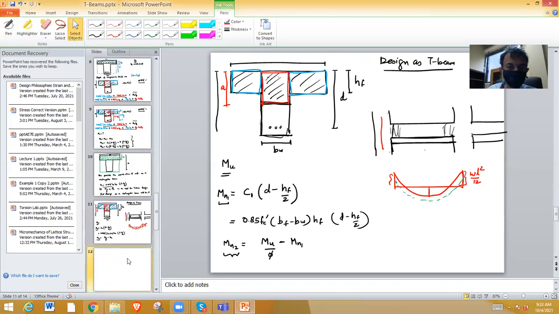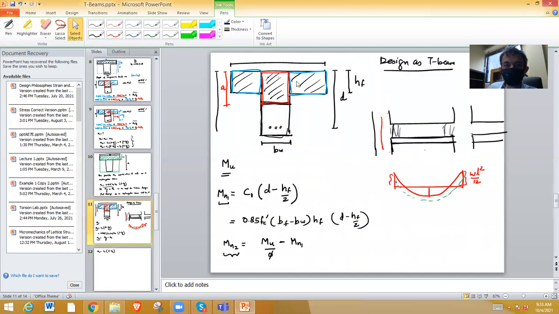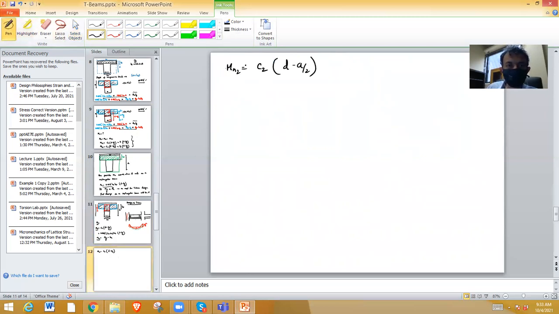So Mn2 is this. What is Mn2? Like we wrote earlier, Mn2 is C2 times D minus A over 2 this time, right? This time the lever arm is D minus A over 2 for the red block. So what is C2 here? C2 is again 0.85 Fc prime times A, this A, the neutral axis depth. Now the width is only Bw. So 0.85 Fc prime A times Bw times D minus A by 2.